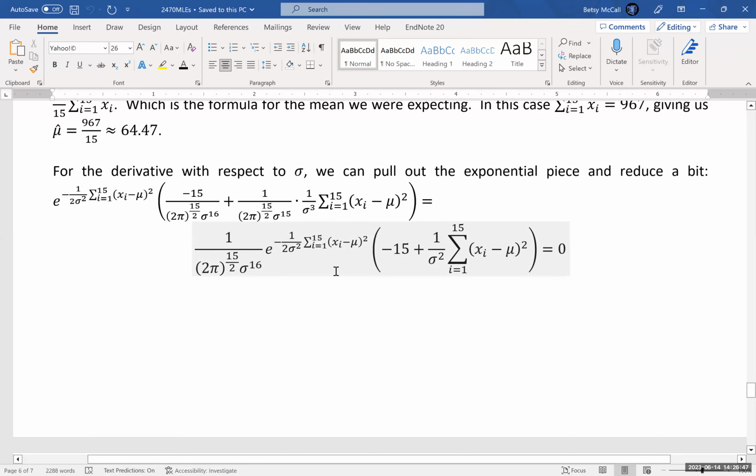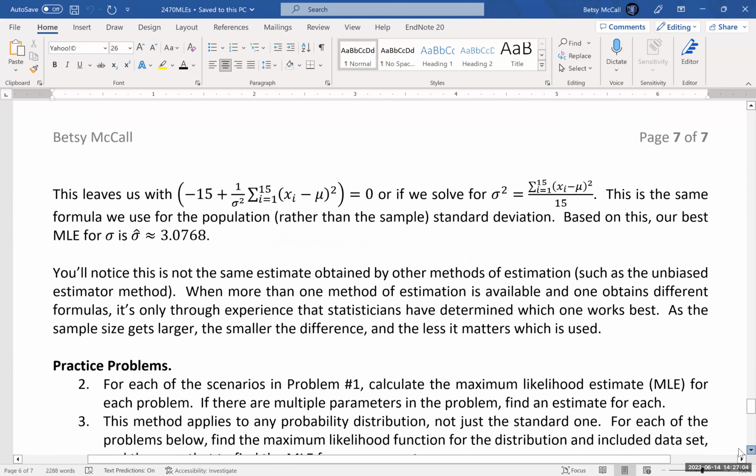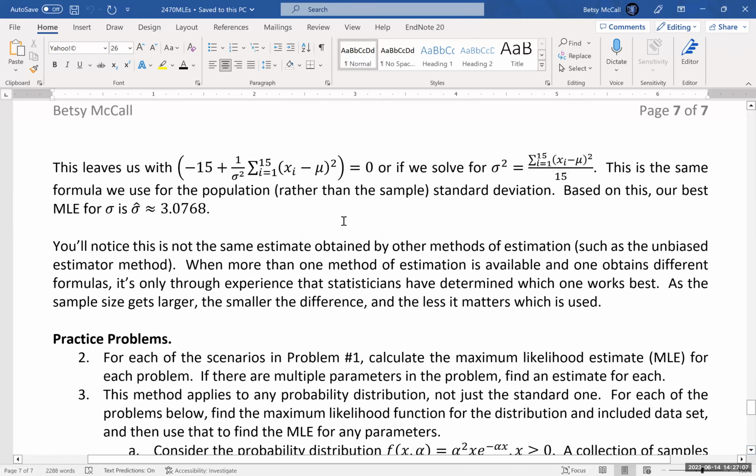And so this is the expression. This can't be 0. This can't be 0. So this is the portion that we set equal to 0. And so we move the 15 over and we plug in our mu. And we can use that to solve for sigma squared or sigma. And again, plugging everything in, our best estimate for sigma is 3.0768, because this was our, again, approximately 64.47. That was our 967 over 15. And then when we plug that in and we do the algebra, we get this.